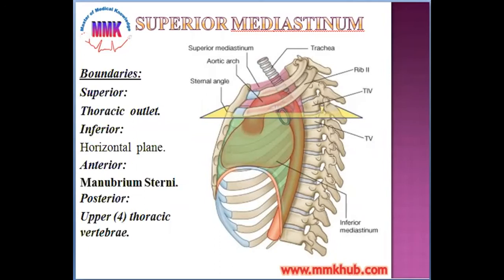The superior mediastinum is bounded superiorly by the thoracic outlet and inferiorly by this horizontal imaginary plane passing through the sternal angle to the thoracic fourth vertebra. Anteriorly, there is the manubrium sterni, and posteriorly, there are the upper four thoracic vertebrae. So this bounded portion above the imaginary line passing from the sternal angle to the T4 vertebra is the superior mediastinum.